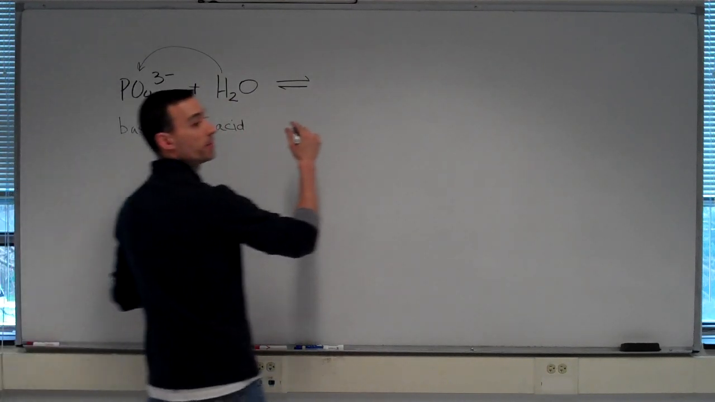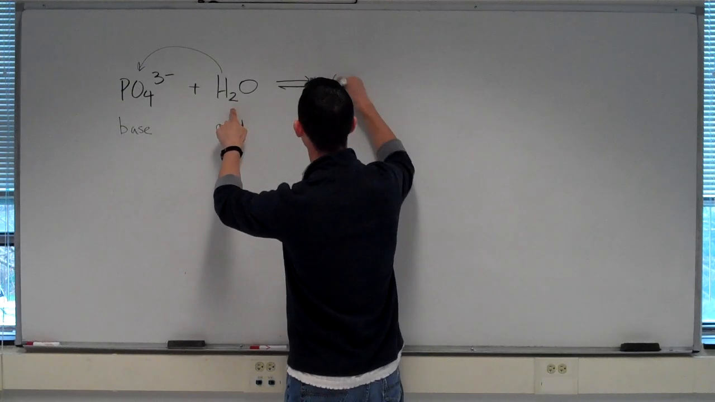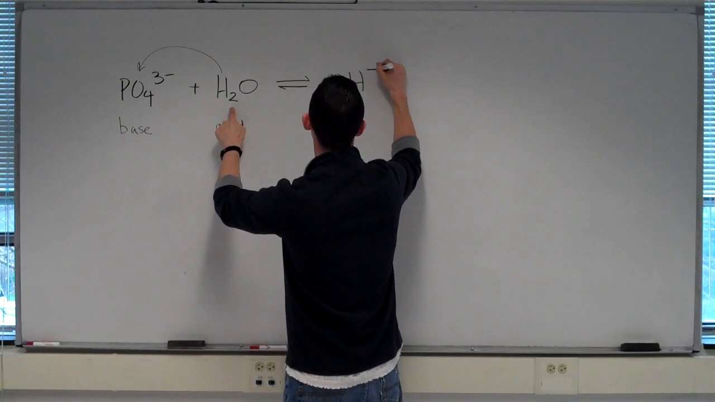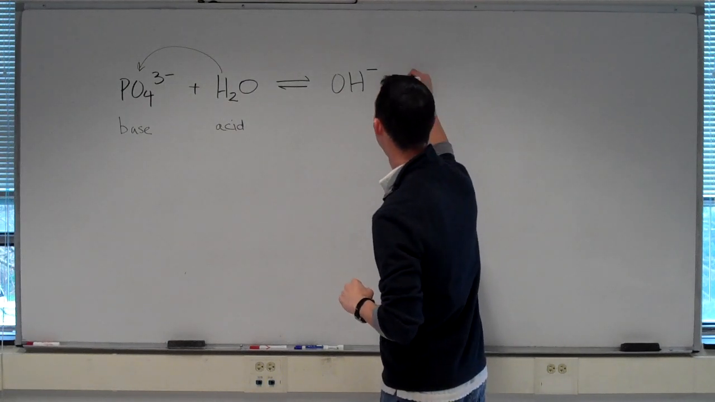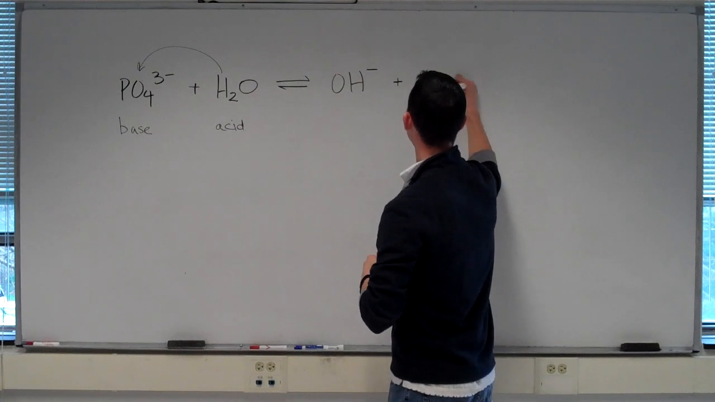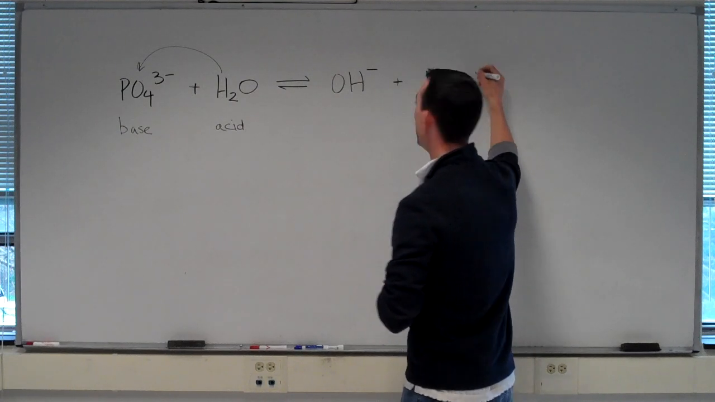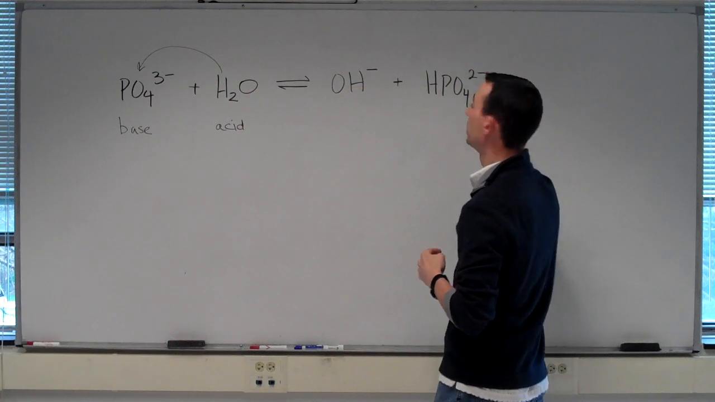All right, so if we move one proton away from water, water becomes OH with a minus charge. So we've taken away something positive. And the PO4 gets the H, so we put that out front. And its charge moves from 3 minus up to 2 minus.